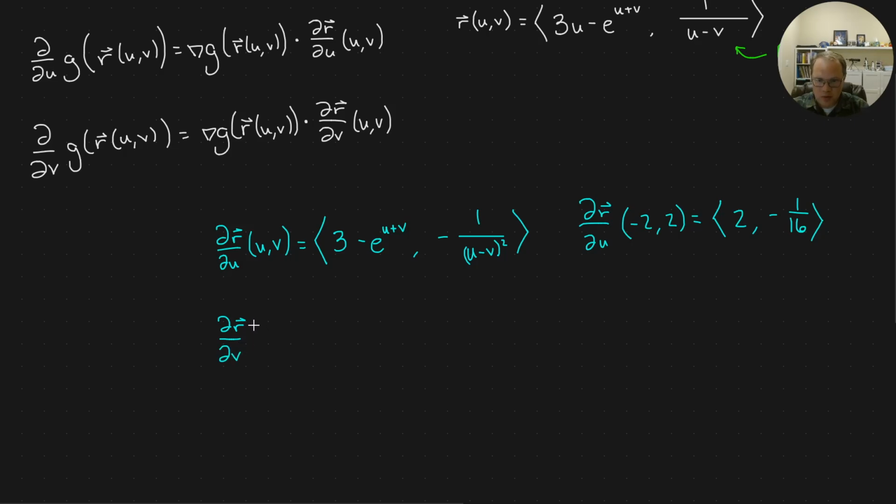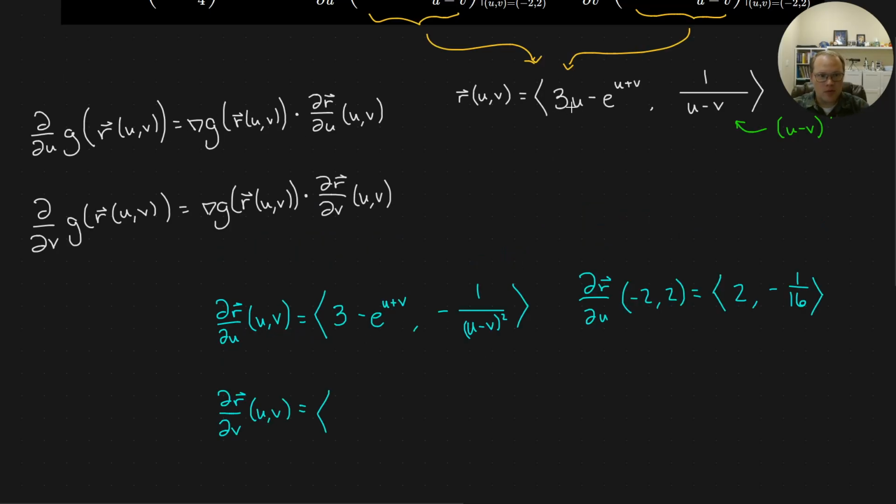Partial derivative of r with respect to v. Derivative of 3u, we treat as a constant. Derivative of a constant is 0, so it goes away. Derivative of negative e to the u plus v would be negative e to the u plus v. Technically, you need a chain rule there, but the derivative of u plus v with respect to v would just be 1.